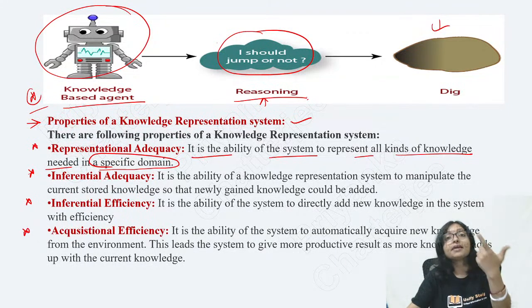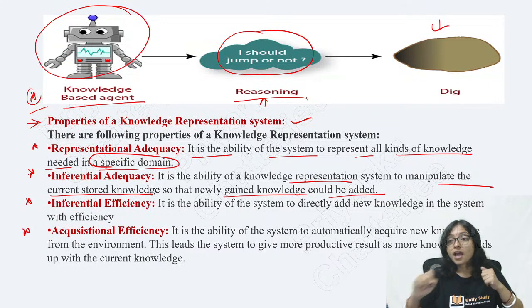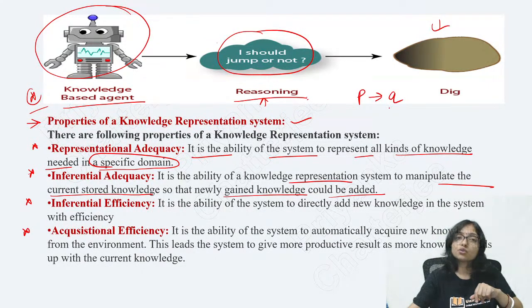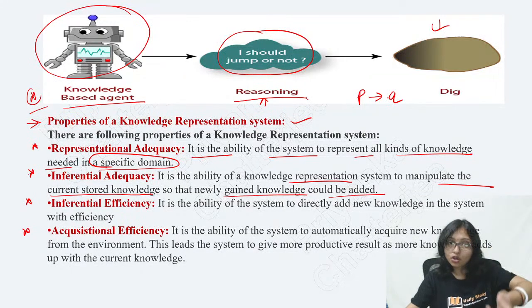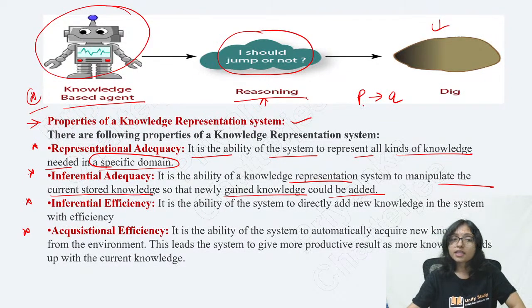Inference means P implies Q, that is an inference, right? Inferential adequacy means the ability of the knowledge representation system to manipulate the currently stored knowledge so that newly gained knowledge could be added. I am giving you P. Now from the P you are able to imply Q. Means from the given knowledge the machine is able to derive new knowledge, able to add the new knowledge. That is called inferential adequacy.